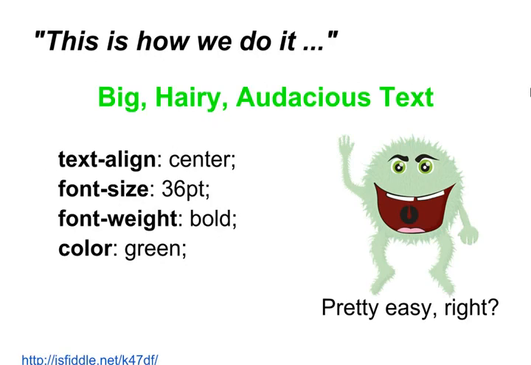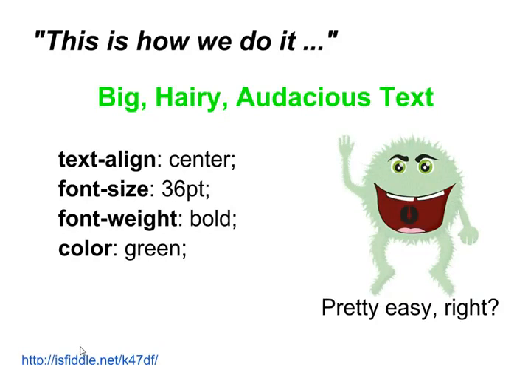And this is how we do it. If we look at the text up here, there's really four things we can identify about it. The text reads "big, hairy, audacious text." If we were to describe what that text looked like in English, we would say it's centered on the page. The size of it, you probably couldn't guess, is 36-point font. The weight of it is bold, and the color of it is green. Pretty easy stuff. As you look at it, it's human readable, but that's actually CSS. Those are valid CSS rules applied to that text in the center there.